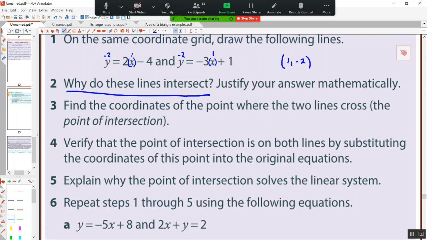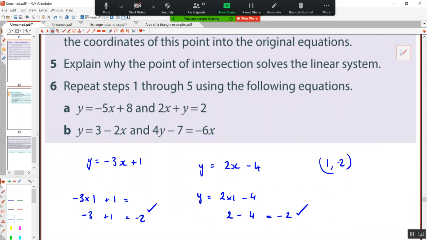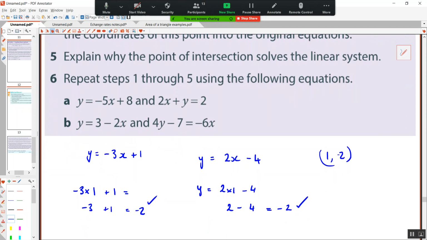We talked about this in a previous topic, and what it means is if they're the same at one point, they're never going to be the same again, are they? Because they change at different amounts. Because they're both straight lines, that's it. They're never going to be the same again, only at one particular point.